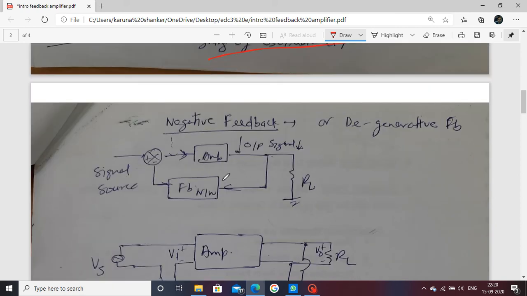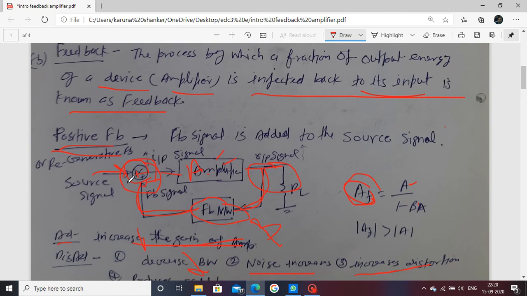You see here, this is your amplifier and this is your feedback network. A fraction of the output signal is injected back to the input side. The input signal is this one and this is your feedback signal. Here there is a positive and a negative, so the feedback signal is subtracted from the input signal. This subtracted signal goes into the amplifier, which amplifies it and the output comes across the load. In negative feedback the signal is subtracted, while in positive feedback it is added.